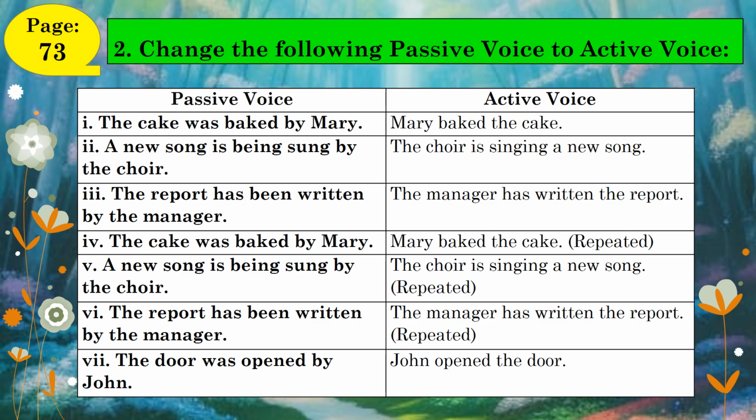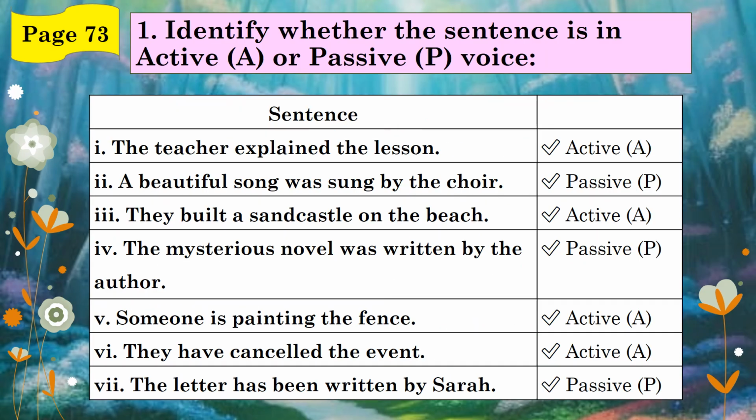7. The door was opened by John. Active, John opened the door. This exercise helps in recognizing how sentence structure shifts when changing the focus from the action receiver to the action doer.